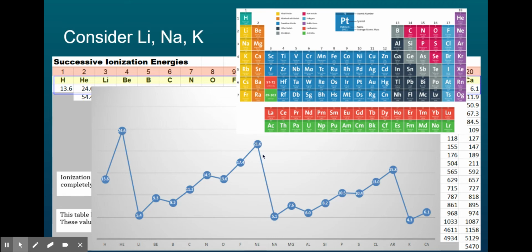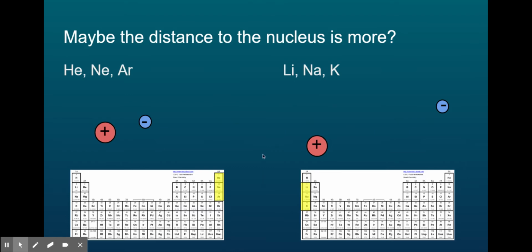Each of these elements has one more electron than the element before it, but that last electron doesn't require much energy to remove. If it doesn't take much energy to remove it, the attraction of the nucleus must be weak. What kind of arrangement would lead to a weak attraction? Maybe the distance to the nucleus is more.